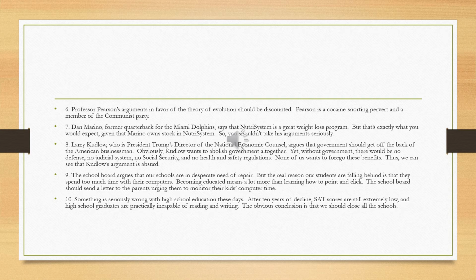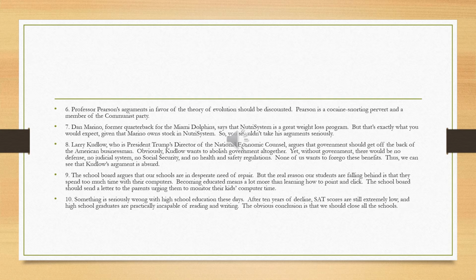Number 8 is an example of something we were looking at in some detail before. This is an example of a straw man fallacy. So we have Larry Kudlow, Trump's director of the National Economic Council, and he's making an argument that government should get off the back of the American businessman. And then the argument immediately pivots to, oh, so he wants to abolish government altogether. Well, no, that's an extreme distortion of Kudlow's position, and then the rest of the passage goes on to attack that distortion, which is easy to attack.